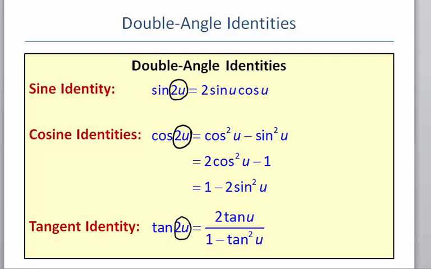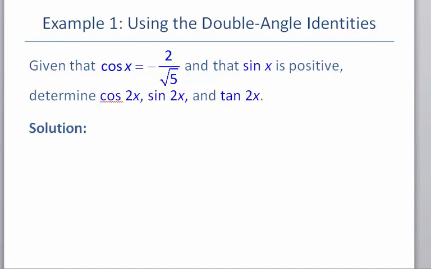Let's look at how these work with an example. Our example says, given that cosine x is equal to negative 2 divided by the square root of 5, and that sine x is positive, we want to find cosine 2x, sine 2x, and tangent 2x.